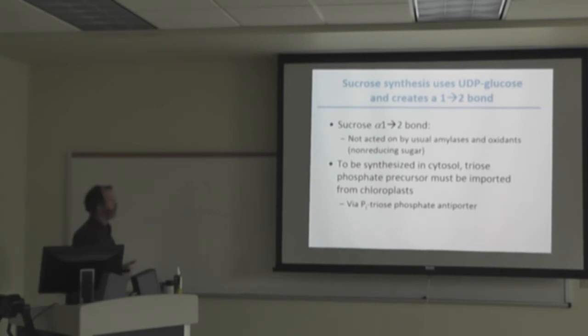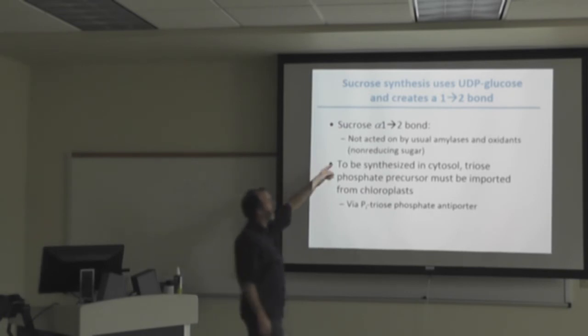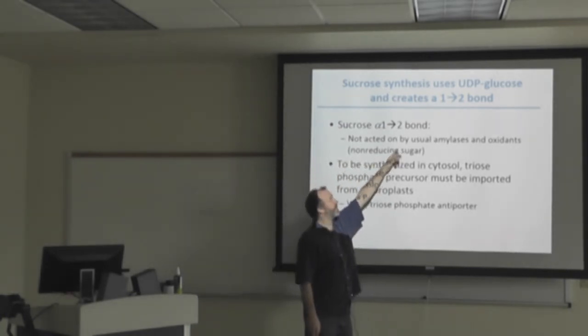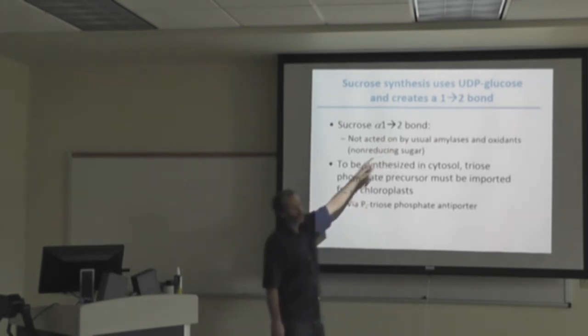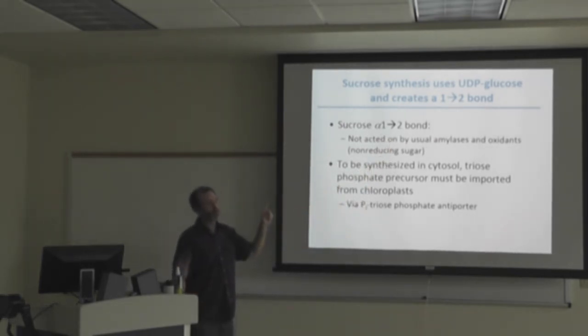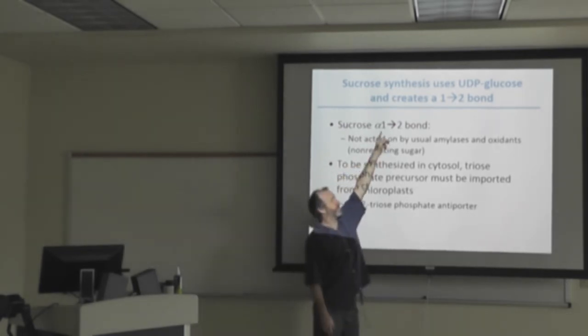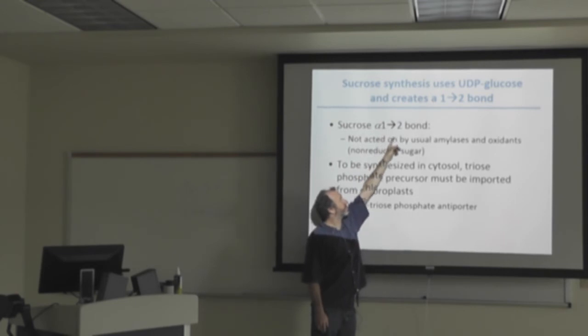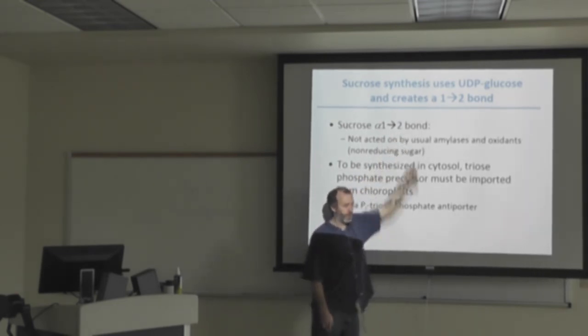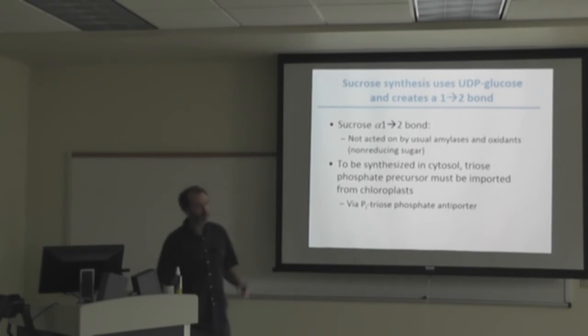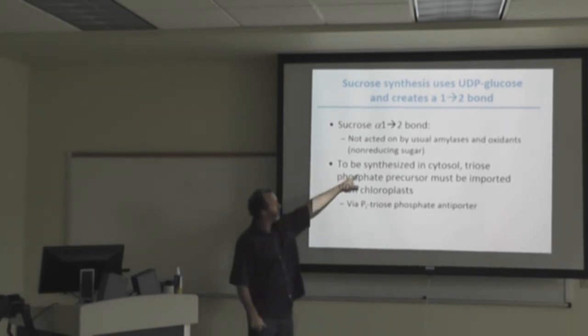Synthesis of sucrose uses UDP glucose, so more like us. Sucrose has an alpha 1 to 2 bond, from alpha 1 of the glucose to 2 of the fructose, which makes it a non-reducing sugar. The anomeric carbon of glucose ends up in a glycosidic bond with the anomeric carbon of fructose, and that makes it a non-reducing sugar because you don't have the free carbonyl form of either of the sugars. They're both fixed in the ring form in this alpha 1 to 2 bond.